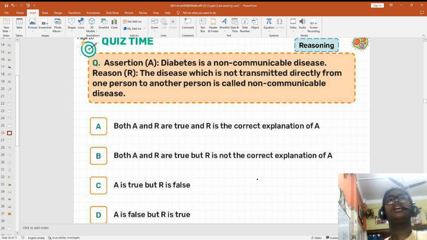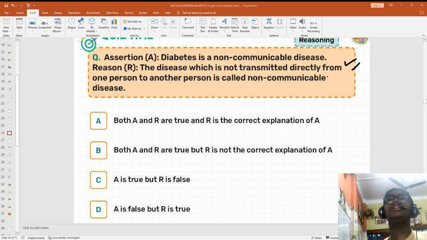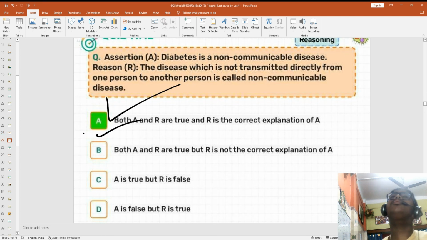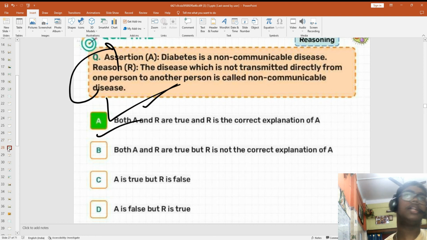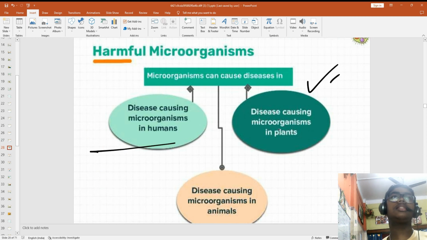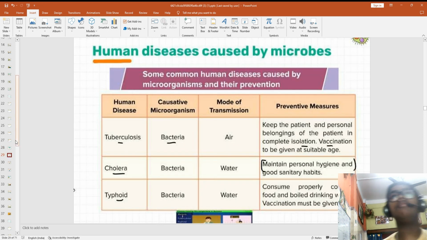If you don't know, diabetes is non-communicable. This is true. The disease which is not transmitted from one person to another. So this will be the correct explanation because both are true. And you can see this is the definition. So it should be right. So they can cause this in humans, plants, and animals. We all know that. I have already told that. It can cause disease anywhere.